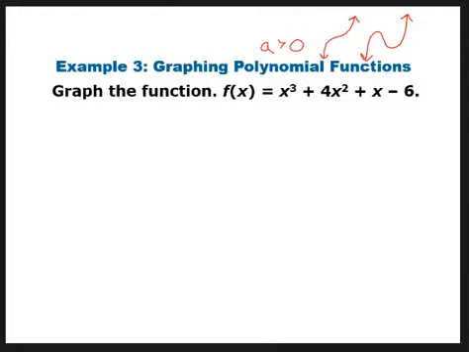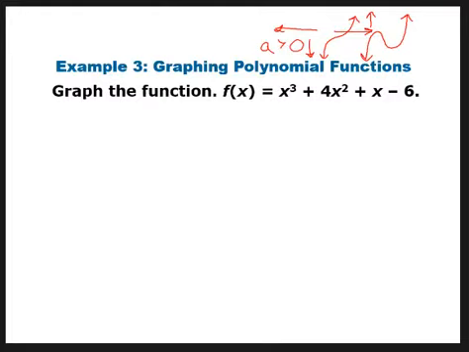In this case, as far as my end behavior is concerned, as I'm going towards negative infinity, the graph is also going towards negative infinity. As I go this way, regardless of which type of graph I have there, it would also be going towards positive infinity. So that's just applying some of those concepts we talked about earlier.